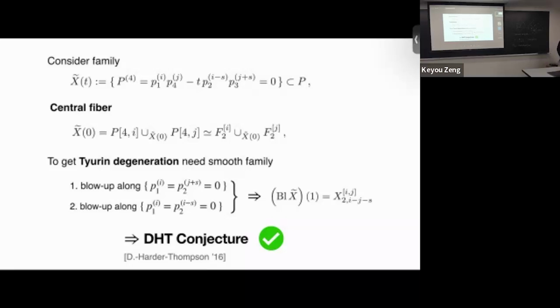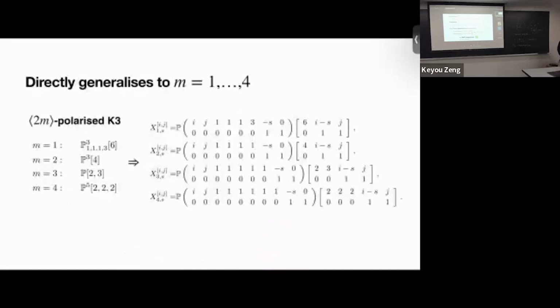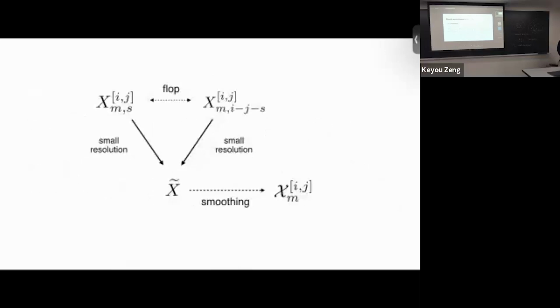And you can do it both ways, right? So you can blow up along these, and you can blow up along these, okay? This generalizes to the m equal 1 to 4 case, and in every one of the 1 to 4 cases, the ones that smell hypergeometric, you get a connection to toric complete intersections or complete intersections in products of weighted projective space. You always get this picture with a flop transition relating two small resolutions and a smoothing.